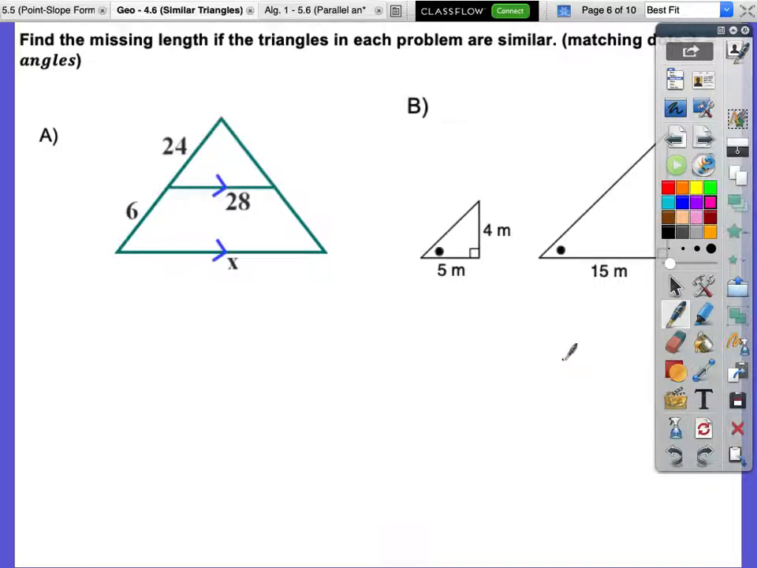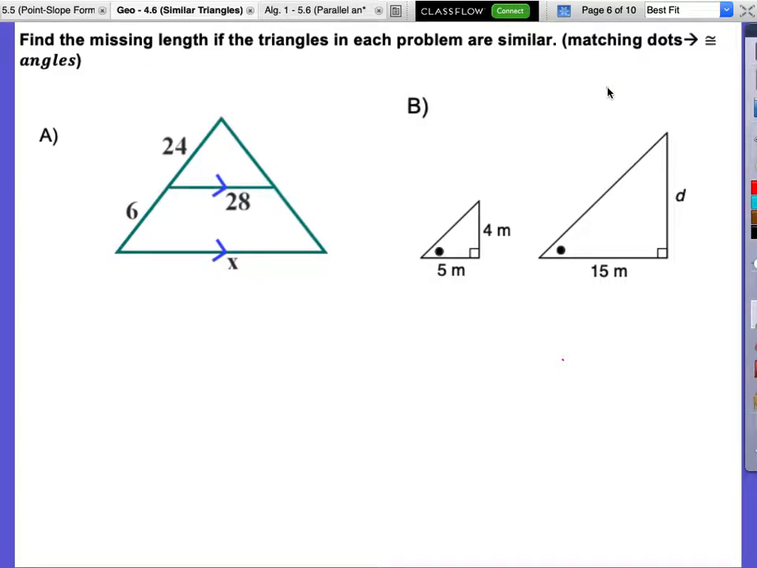Let's look at the one on the right first. We're supposed to find the missing side lengths in each problem if the triangles are similar. We're told the triangles are similar. Right now, these two triangles in B, we're starting here, B, do not cross A out, but let's start with B.